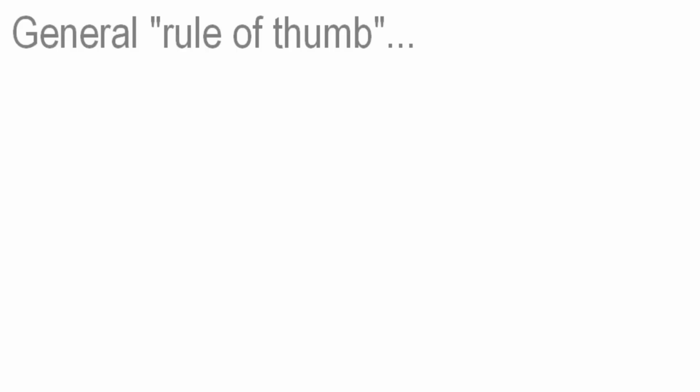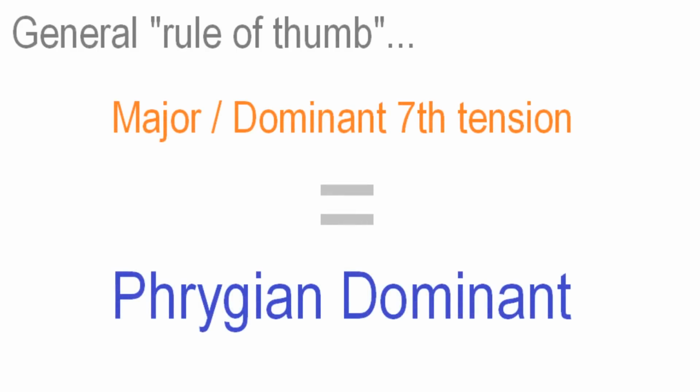So, a good rule of thumb is, whenever a major or dominant 7th chord creates tension, Phrygian Dominant will help to support and enhance that tension. So it's a good idea to train your ear to this sound. I've provided some examples of this on the lesson page.